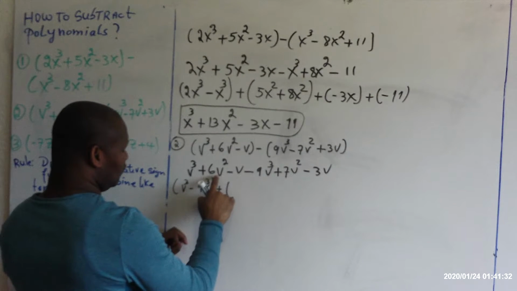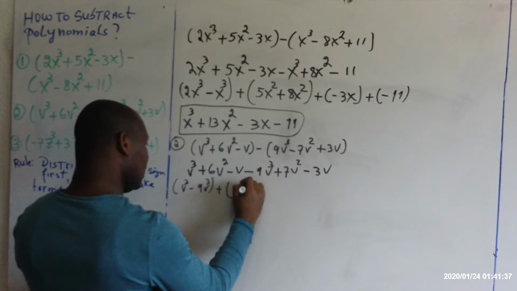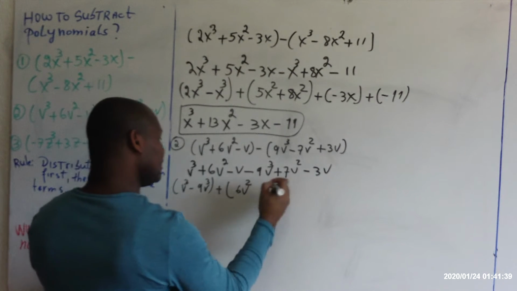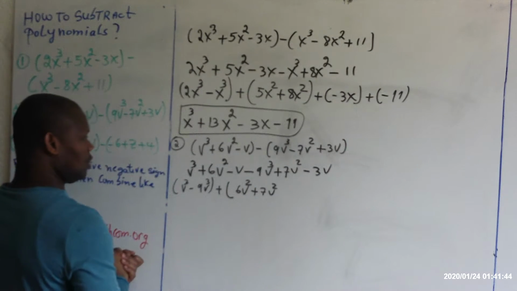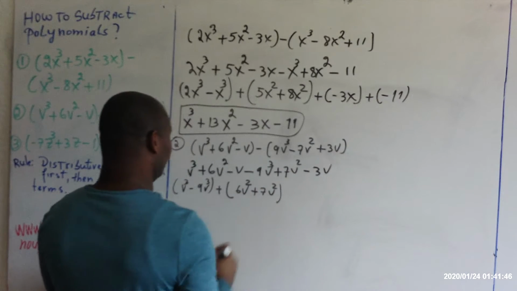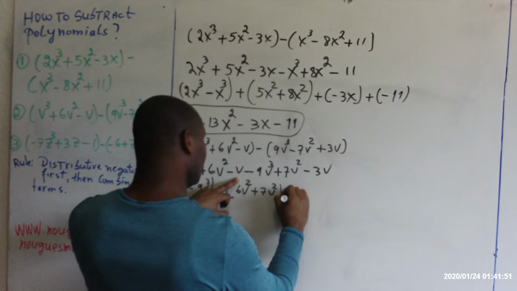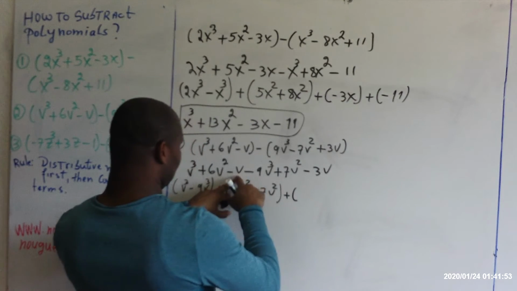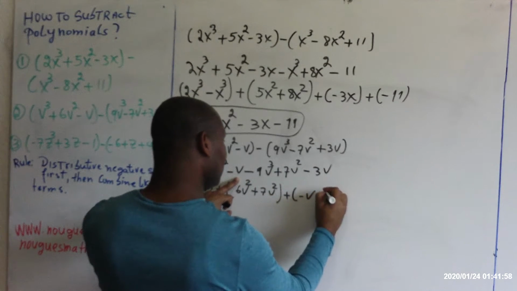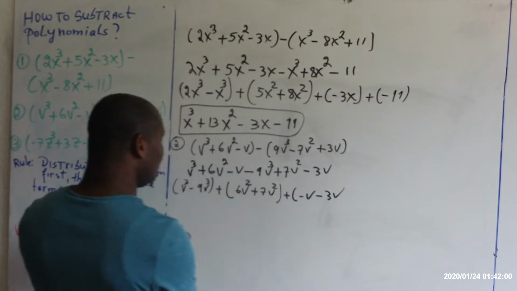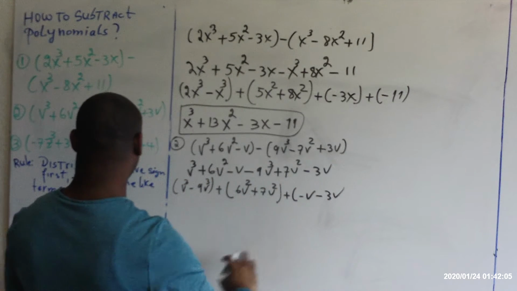Now let's go with squared. 6v squared and 7v squared. Okay, so we're done with squared. So let's take the v now. Negative v, negative 3v. Okay, let me check. There's no numbers. Okay, very good, no numbers.